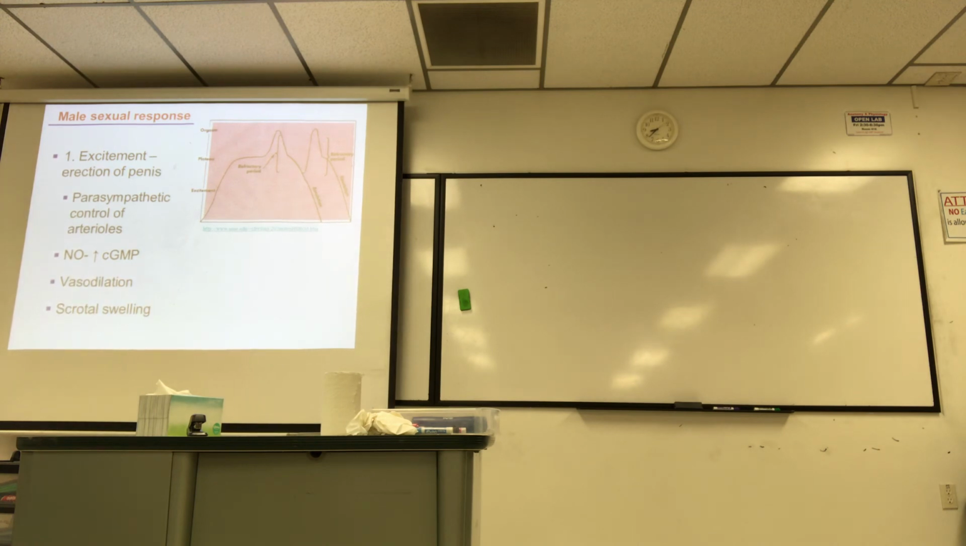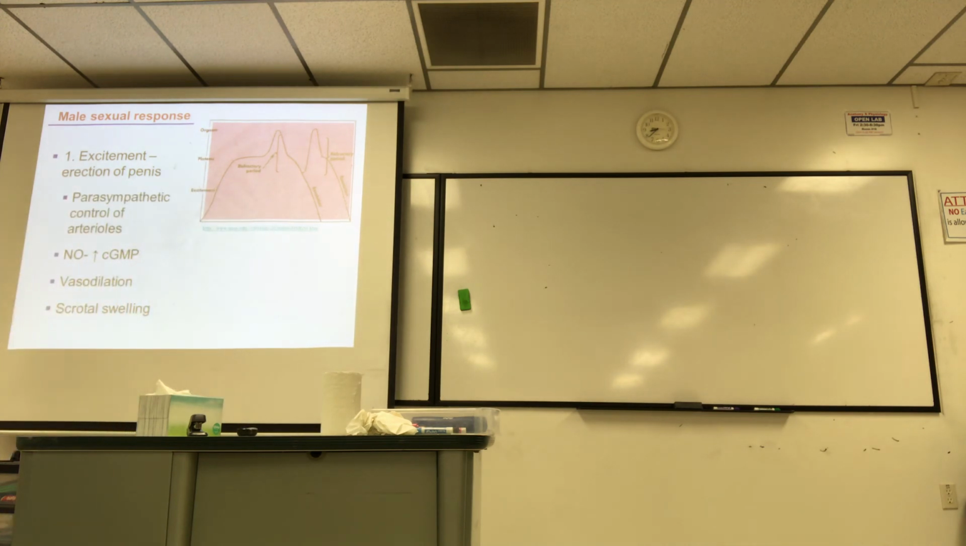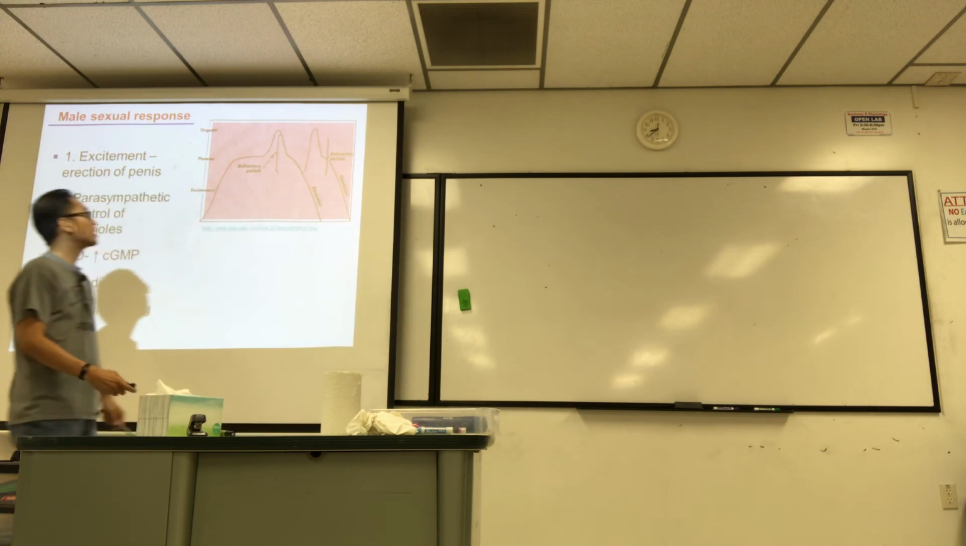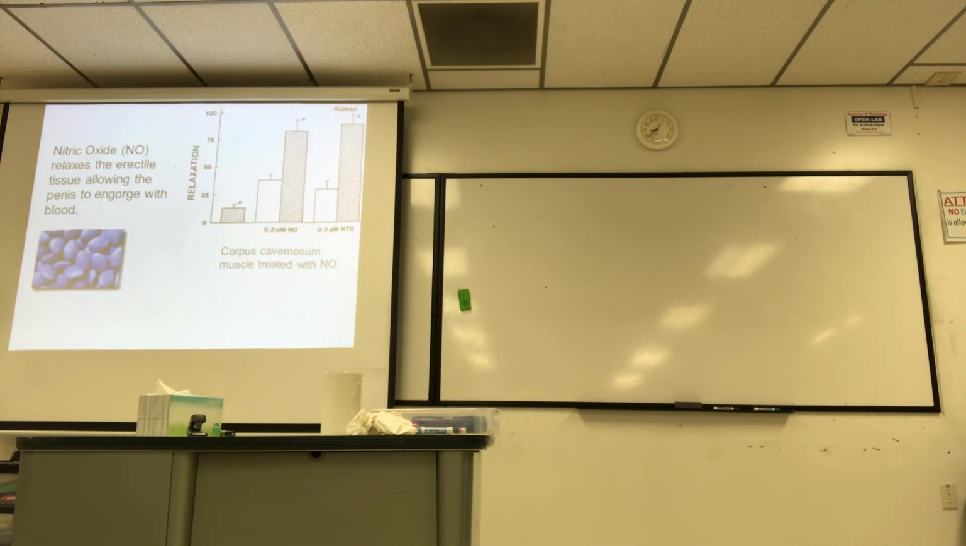Well, this erection we did, the erectile bodies become engorged with blood. And I described that as a vasodilation event. You also have scrotal swelling. NO is an abbreviation for nitric oxide, and that's the second messenger that causes the vasodilation. So erection happens first. The little blue pill.